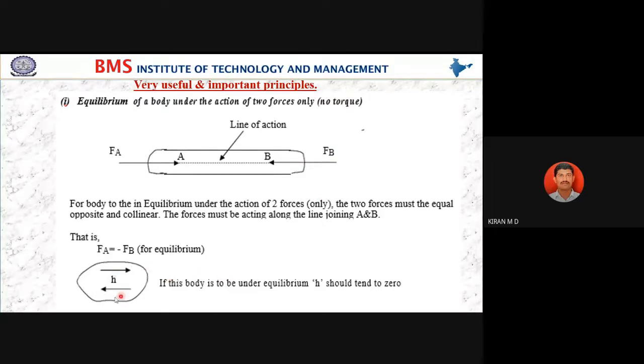You can see here the forces are acting with some gap. Here the force is acting towards right and here towards left. If this body is under equilibrium, the gap H should tend to 0. If it is like this, we can't achieve the equilibrium condition, because we know that we have one condition, that is collinear. When H becomes 0, the body will come under equilibrium. If the forces are like this, what will happen?